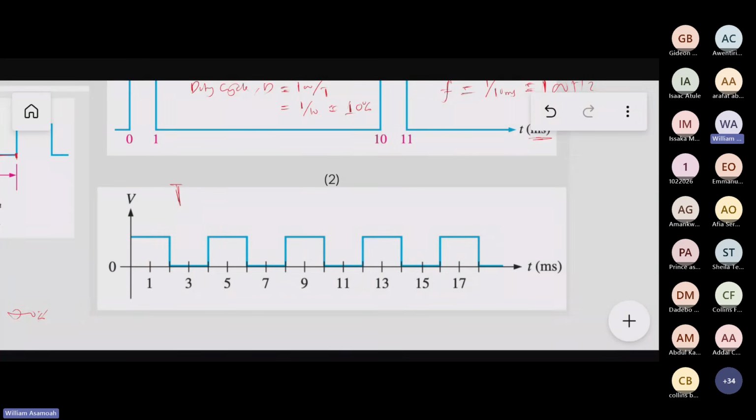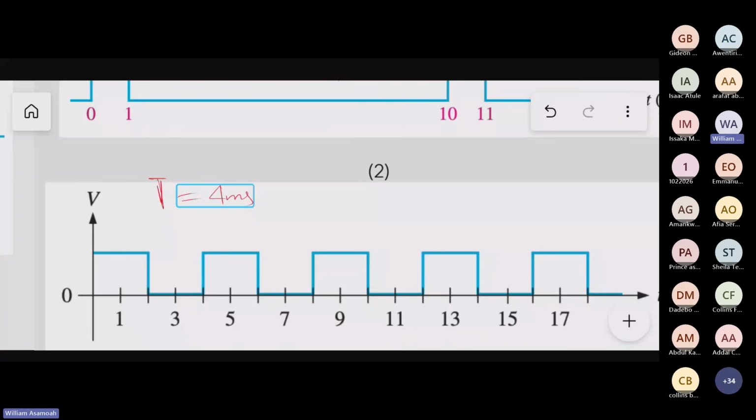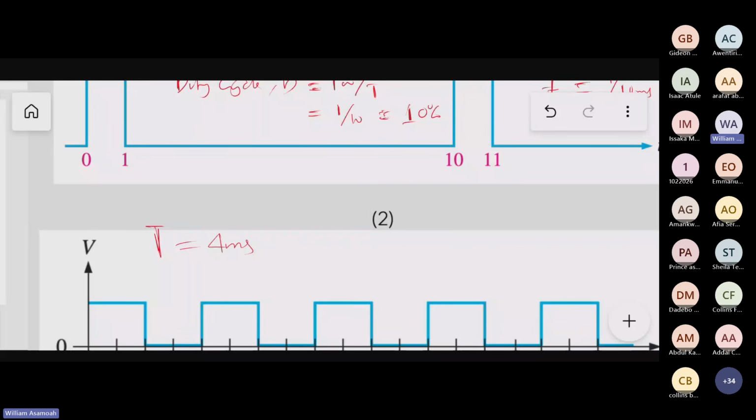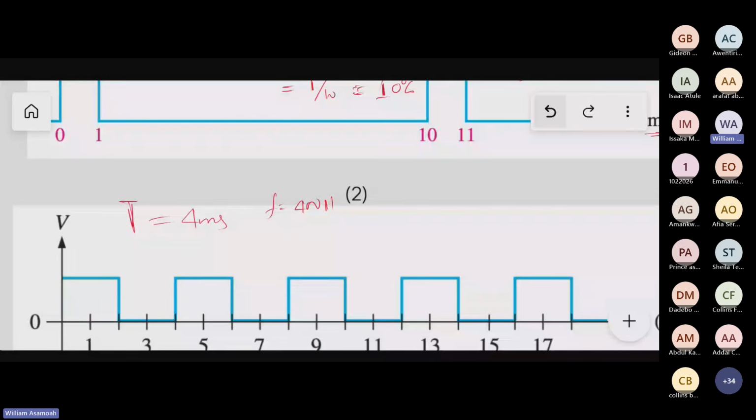So period T is what? 4 milliseconds. So what will be the frequency? 400 hertz. No, 250. Sorry, yes, 250 hertz, not 400.